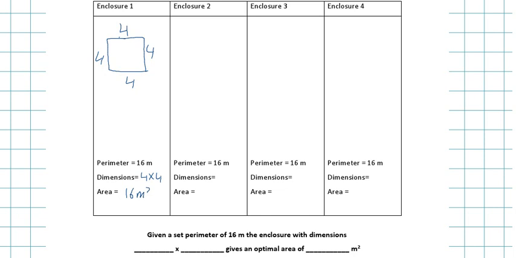Give me another dimension. 5, 5, 3, 3. Okay, so the dimension is 5 by 3. What's my area? Remember, you're doing it again on the chart, you're trying to show the whole thing.